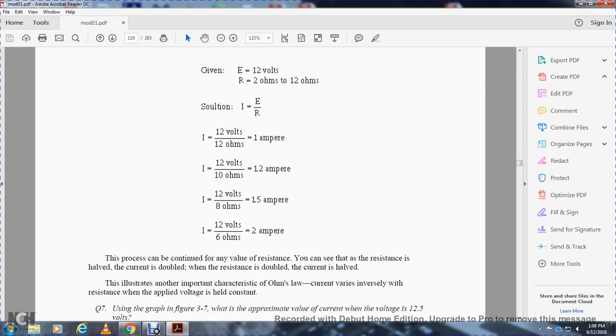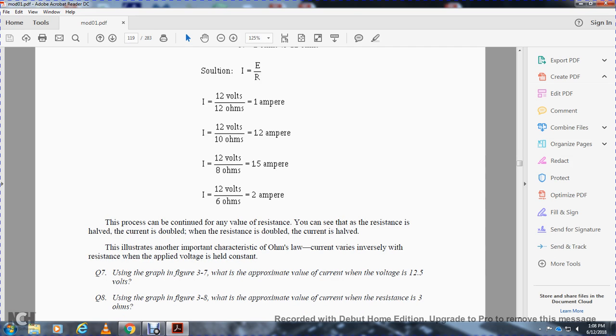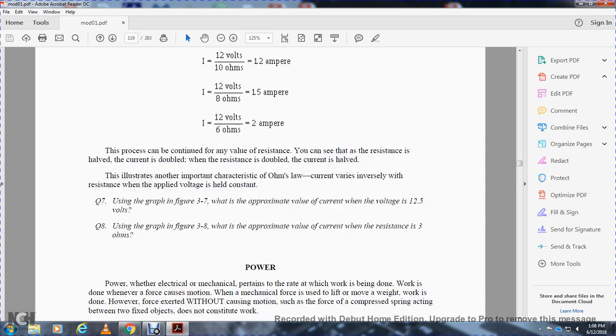When the resistance is doubled, the current is halved. This illustrates another important characteristic of Ohm's law: the current varies inversely with the resistance when the applied voltage is held constant. Using the graph shown in Figure 3.7, find the approximate value of the current at 12.5 volts, and using the graph in Figure 3.8, find the approximate value of the current at a resistance of 3 ohms.